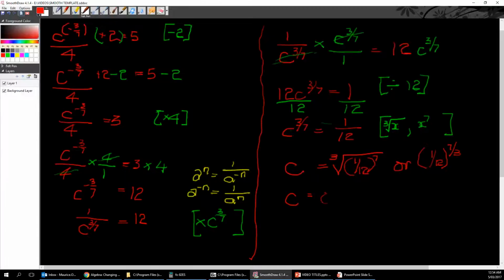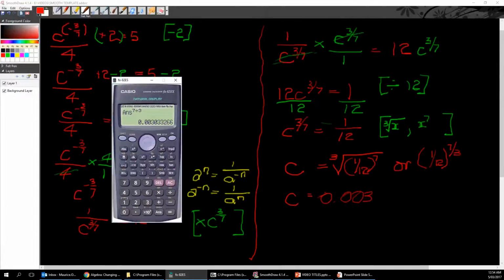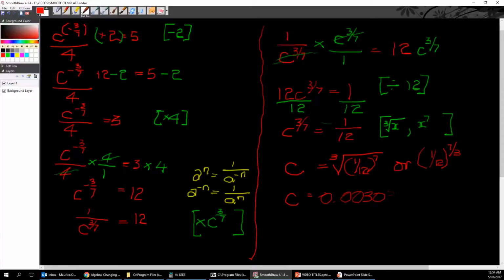0.003033266, and that's 1 2 3 4 5 6 9 decimal places. And that, I think, is the answer, but you'd want to be pretty sure about that.